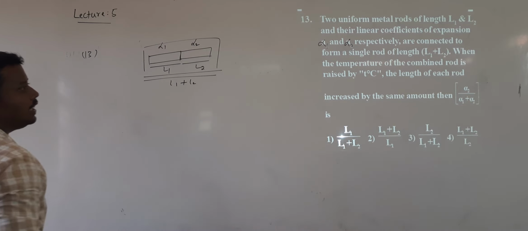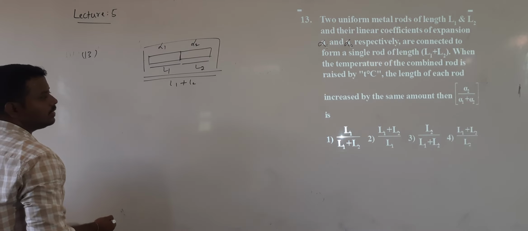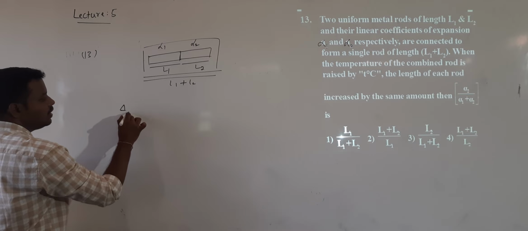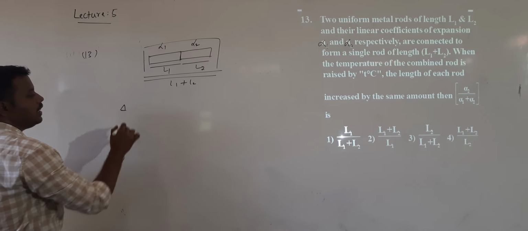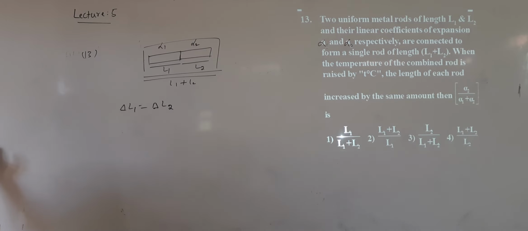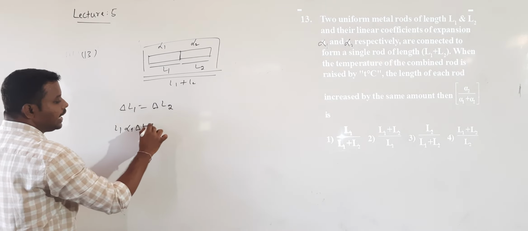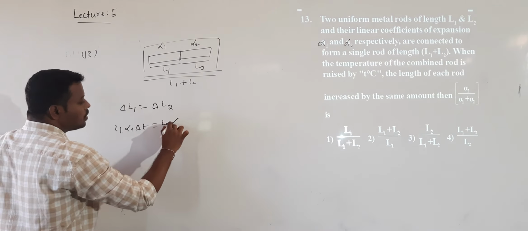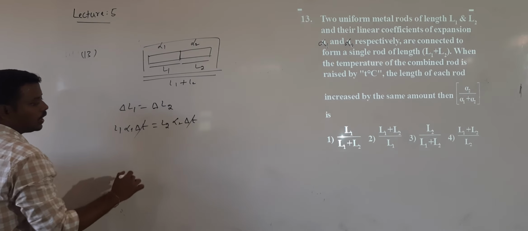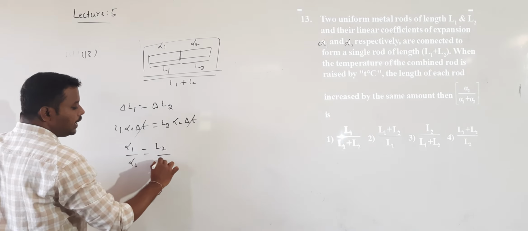Correct? When the temperature of the combined rod increases by T degrees, the length of each rod increases by the same extent. The condition given is that whenever the temperature of the combined rod is increased, the increase in the length of the first rod is exactly equal to the increase in the length of the second rod. What is the formula for the increase in length? L1 into alpha 1 into delta T equals L2 into alpha 2 into delta T, where the rise in temperature is given as T. Then from this, I can write alpha 1 divided by alpha 2 equals L2 divided by L1.